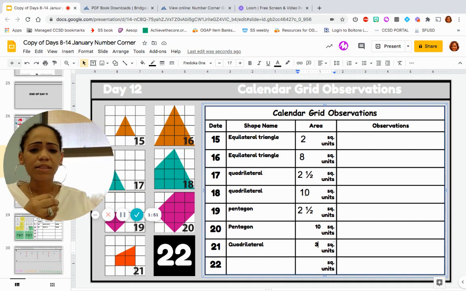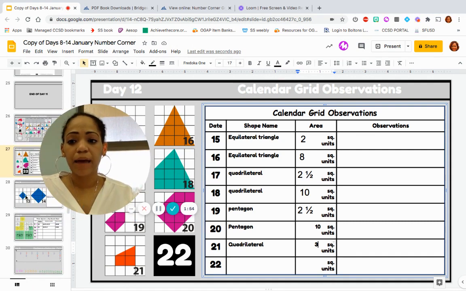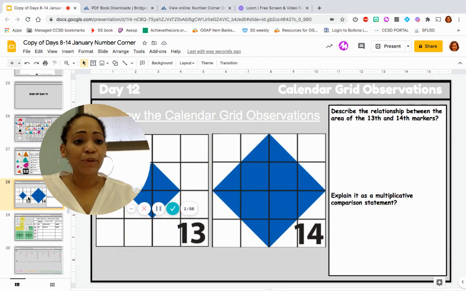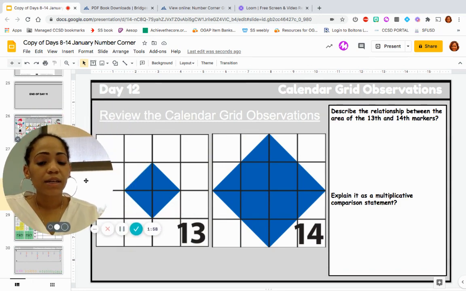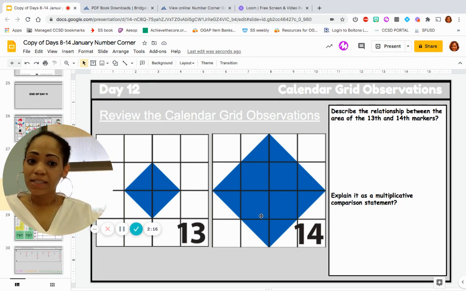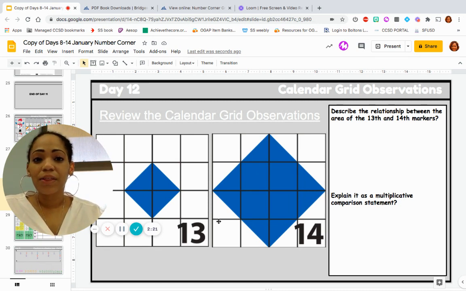Nice. It looks like our shapes have continued to follow the pattern. Just to review the pattern, let's look at these 2 calendar markers here. Here's the marker for the 13th and the 14th. What is their relationship? They're similar shapes. They're both squares, right? It's just that one is bigger than the other, and it is bigger by how much?